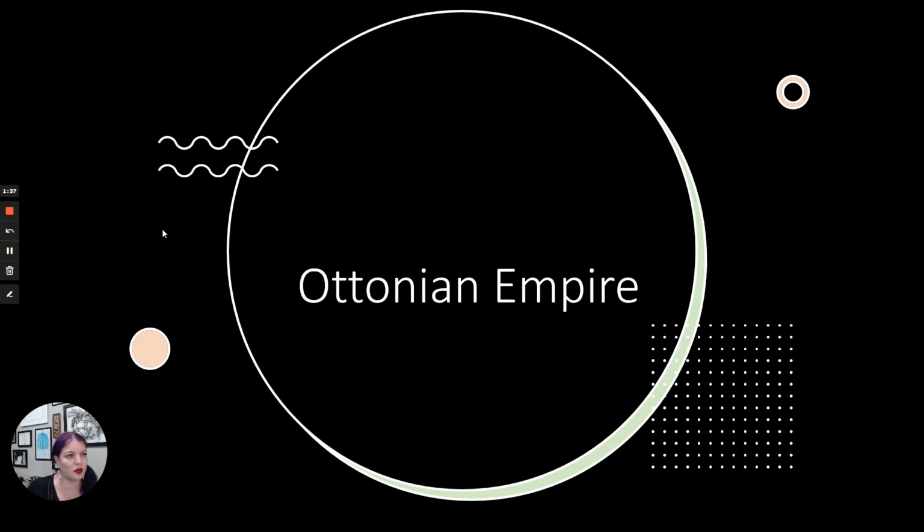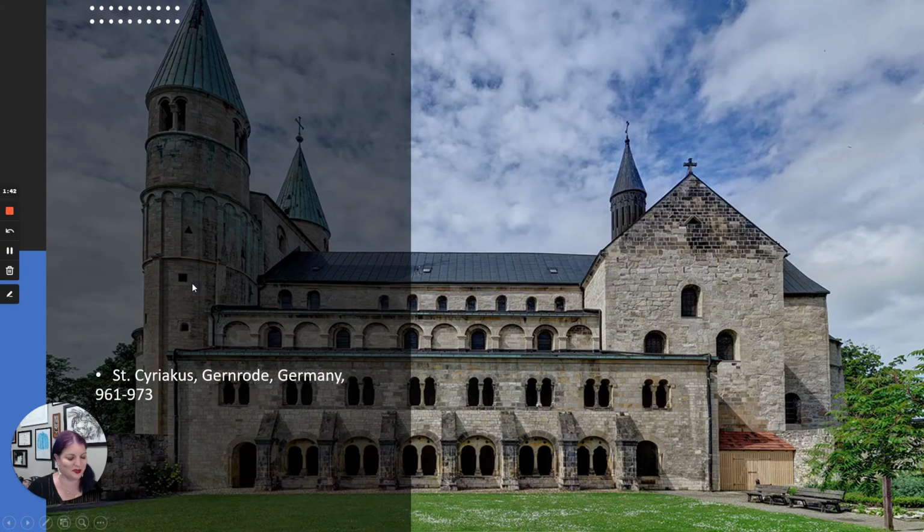So let's take a peek. There we go. Okay. So this is in Gernrode, Germany. This is St. Cyriacus, and it's built between 961 and 973. Inside we have an alternating support system, which means round cylindrical columns alternate with heavy piers.